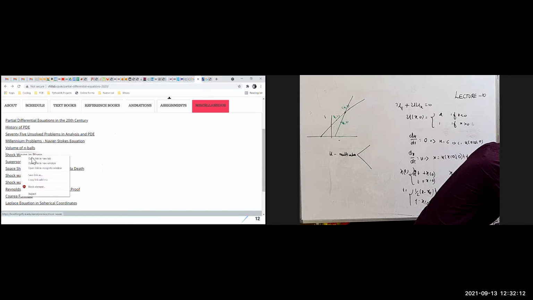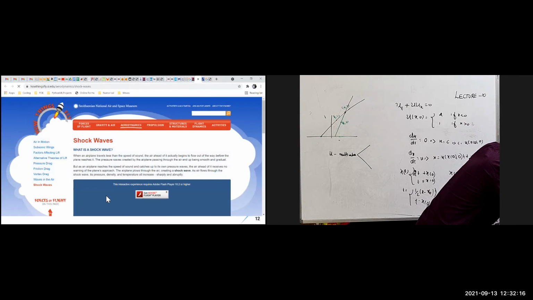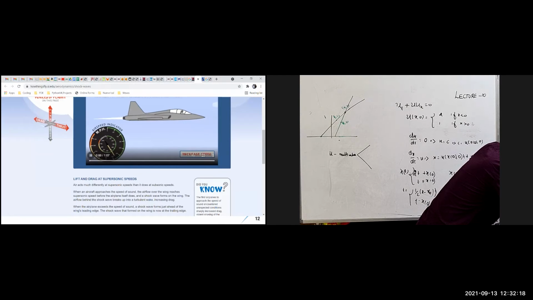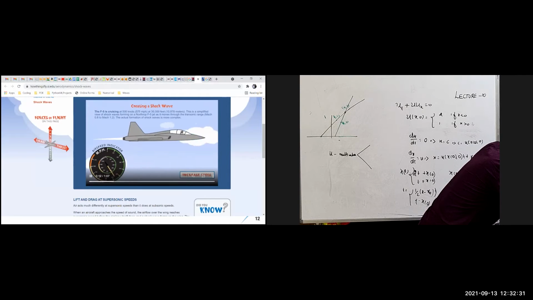So for example, you can see this one, shockwaves in plane. In this video you can see that this is a supersonic plane. In the supersonic plane, once again, this kind of phenomenon is going to occur. This is a shockwave problem where the flight is going at a certain speed. When the speed is increasing, if it is reaching more than the speed of sound, then always you will get a sound.